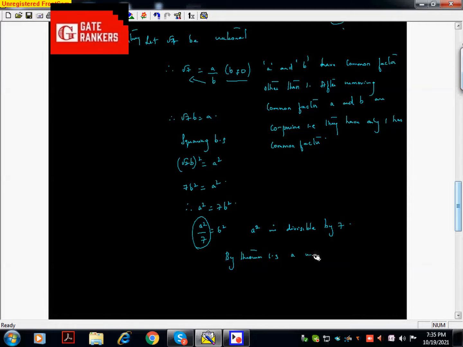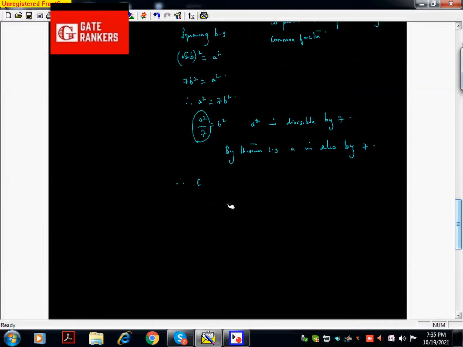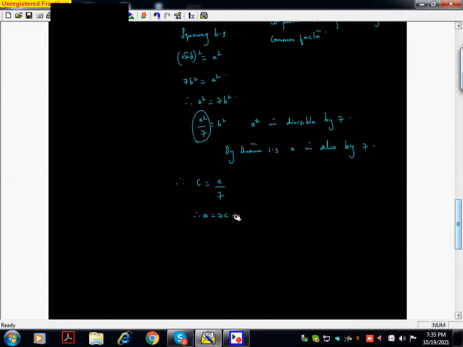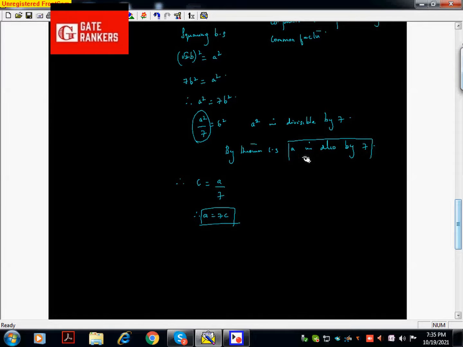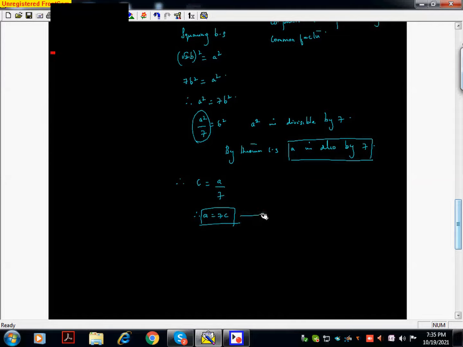a is also divisible by what? 7. Therefore c is equal to a by 7. Therefore a is equal to 7c. So this is crucial. We are telling this for the numerator. Now we will go for b. A is equal to 7c. You remember this.